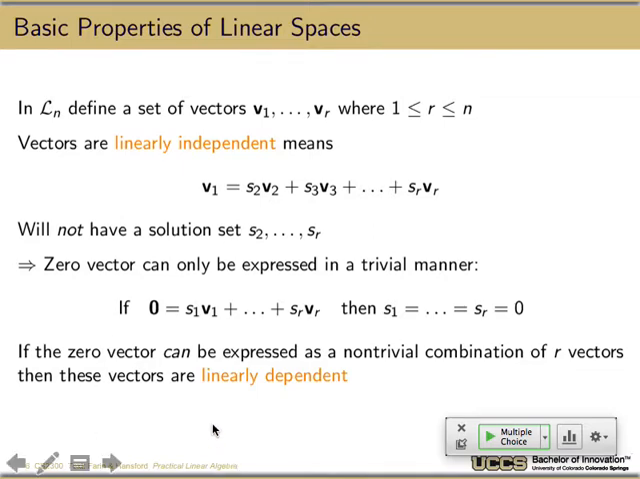And that's true here as well, because if I had a column that was all zeros, or a vector that was all zeros, then I could put any multiple times that column and still get the zero vector, not only when they're all zero. So those same concepts still generalize to higher dimensions.